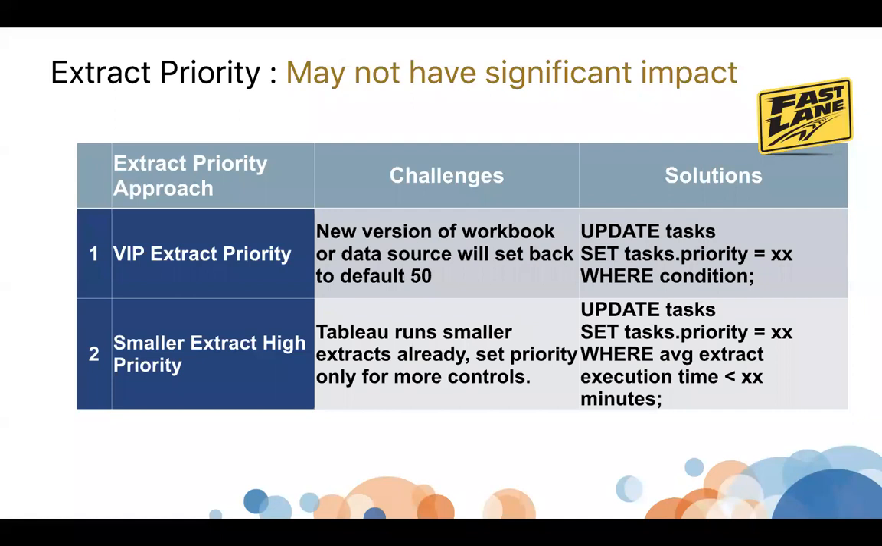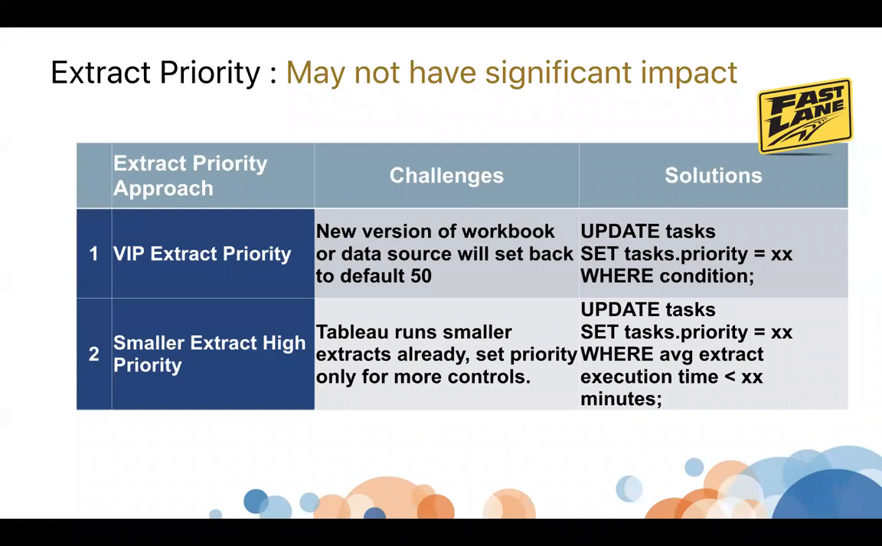One way is, again, to update the Postgres table directly and give the priority to whatever you want for that specific task. There's no API for this one, so it's a little bit risky, but it works. It is relatively simple. Just set the tasks.priority column to whatever number you want.